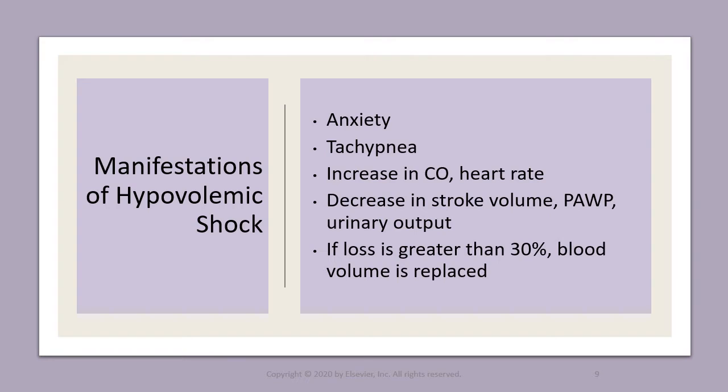This response results in increased heart rate, increased cardiac output, and increased respiratory rate and depth. The decreased circulating blood volume causes decreases in stroke volume, central venous pressure or the CVP, and the pulmonary artery wedge pressure. The patient may appear anxious. Urine output begins to decrease. If hypovolemia is corrected by crystalloid fluid replacement at this time, tissue dysfunction is generally reversible. If the volume loss is greater than 30%, compensatory mechanisms may fail and immediate replacement with blood products should be started.